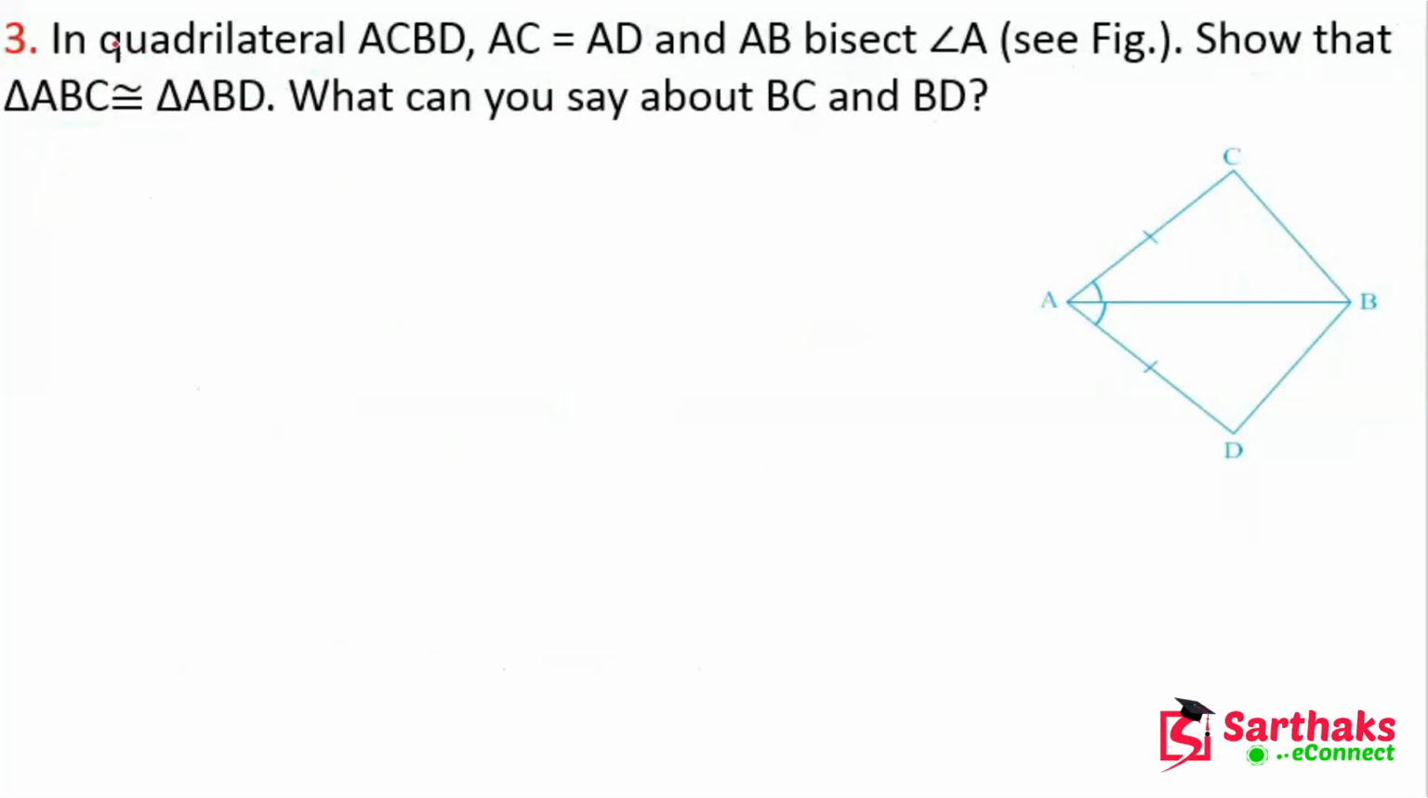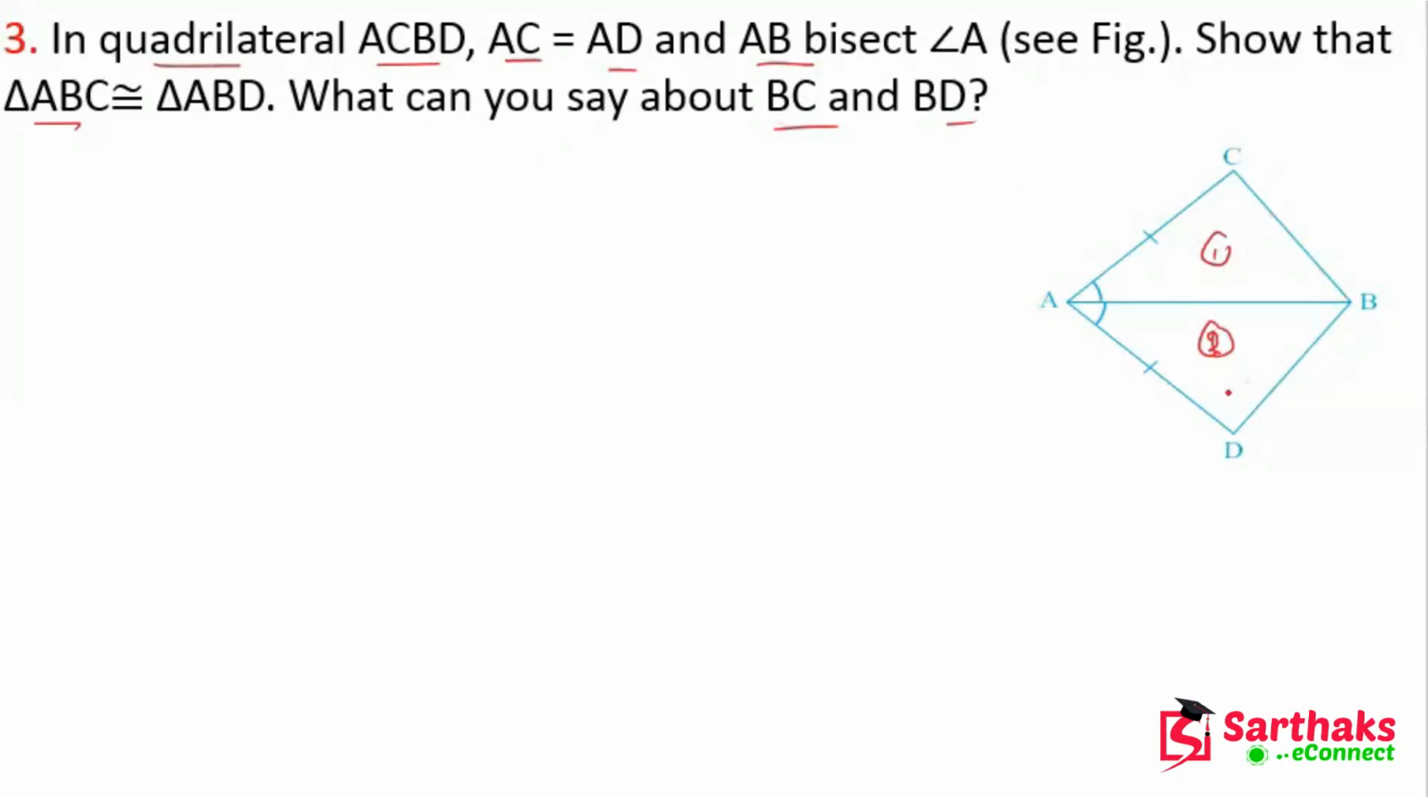Yeah, so the next question is, in quadrilateral ABCD, AC is equal to AD, and AB bisects angle A. In this figure, AB bisects angle A. So now we have to prove that triangle ABC is congruent to triangle ABD, meaning this triangle and this triangle are congruent. And what can you say about BC and BD?